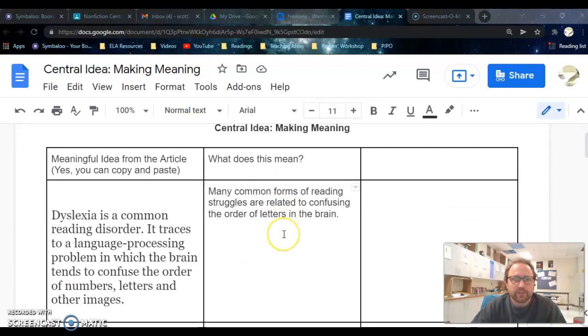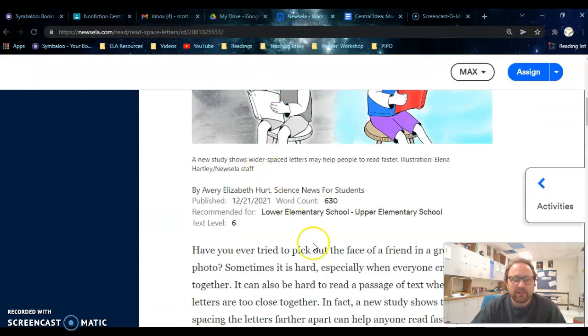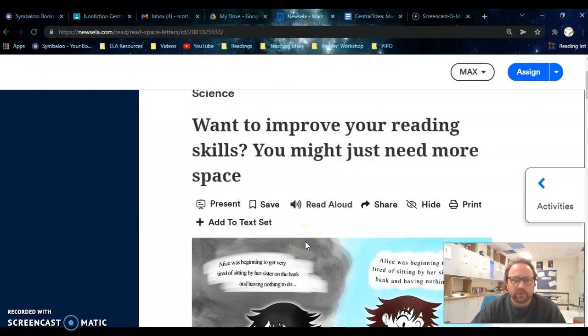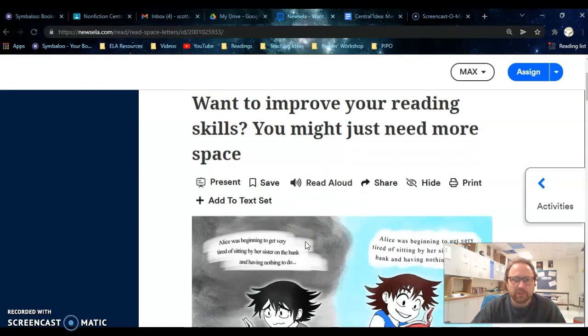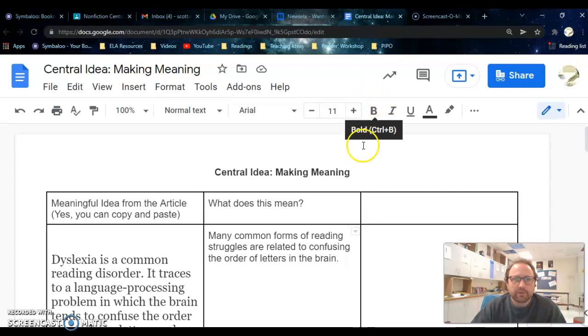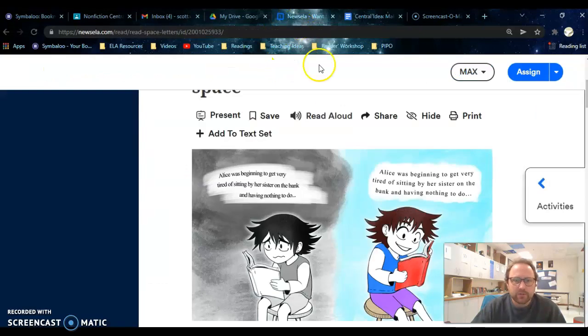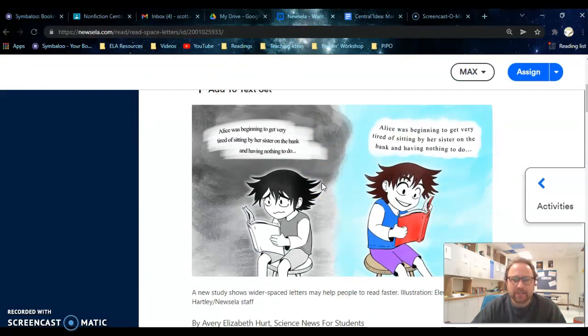You should have out your central idea making meaning sheet that you started yesterday, and you should have out your challenge article that you have been working on as well. I have a sample article here. And you should have already read through your article and copied down some of the meaningful ideas from the text. These are the little pieces that you trace throughout the text to make meaning and find the central idea.